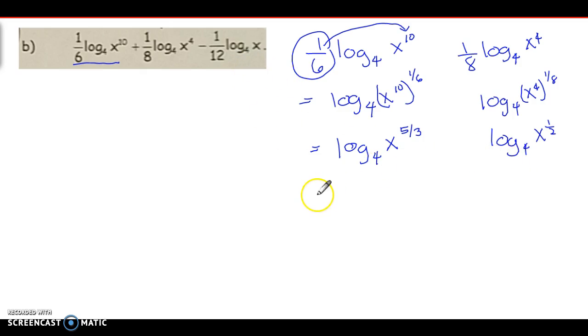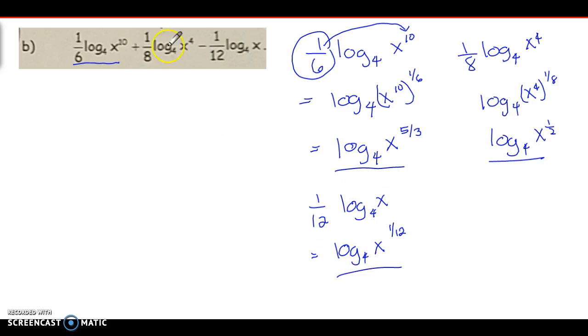And then lastly, you have 1/12 log 4 x. So this one becomes log 4 of x to the power of 1/12. Okay, so now this and that is the written form of this. So now we can rewrite that. So you have log 4 x to the 5/3 plus log 4 x to the 1/2 minus log 4 x to the 1/12. Okay, so now you don't have the coefficients in front anymore.